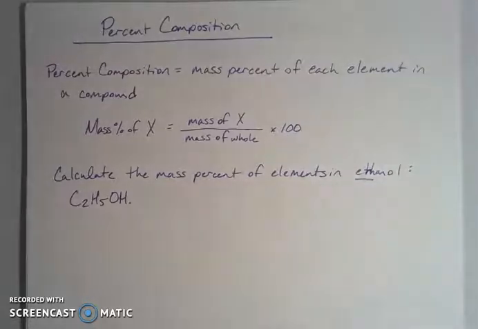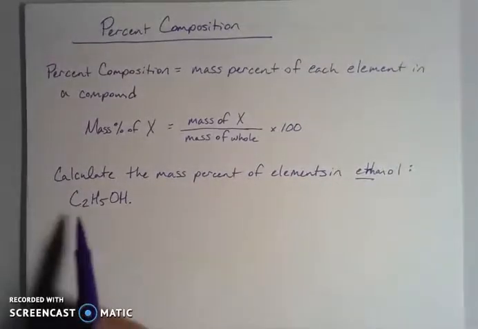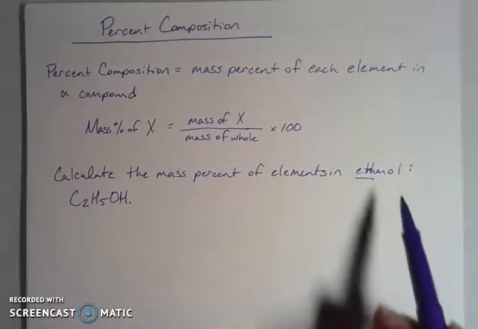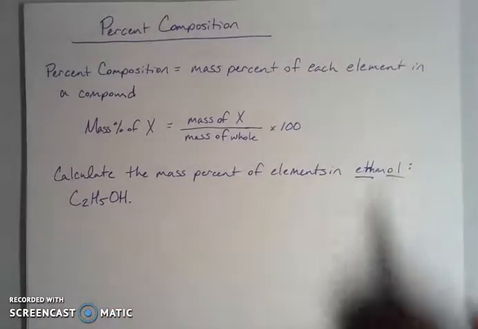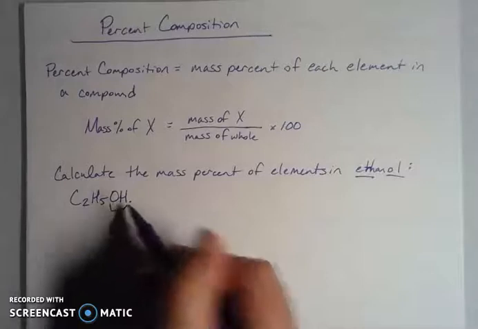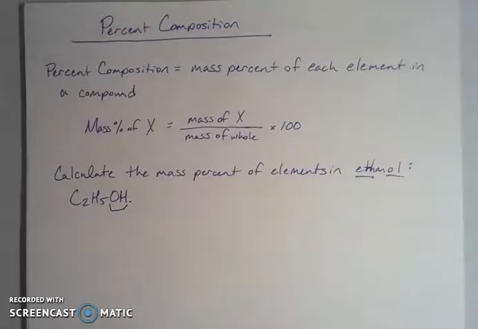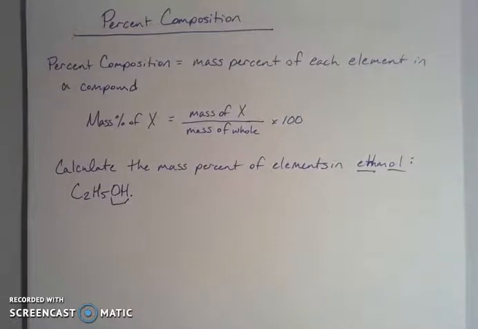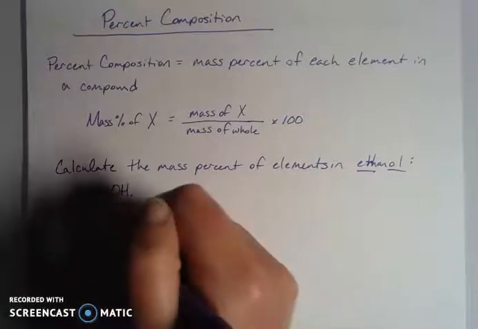So eth as a prefix for organic compounds means that there are 2 carbons, and that OL ending indicates that it's an alcohol, which means that it has this hydroxide stuck on there, or a hydroxyl group, if you're using the organic nomenclature. So we're going to calculate the mass percent, but the first thing we need to do is think about the molar ratios of these things.